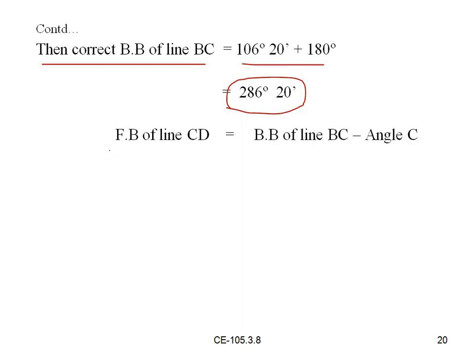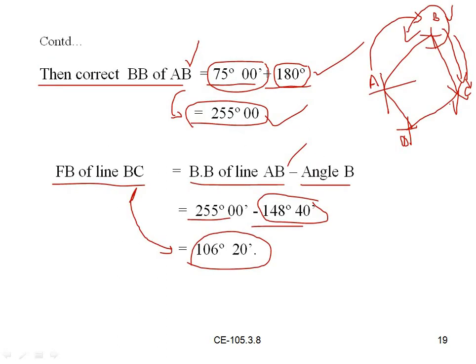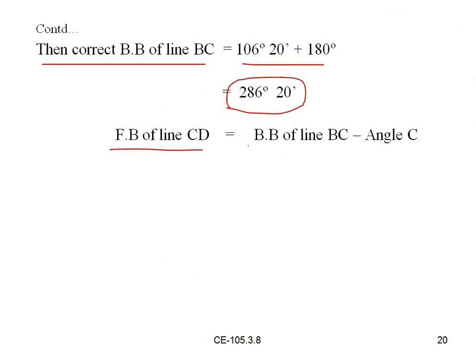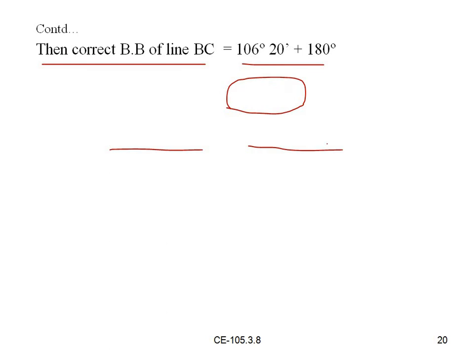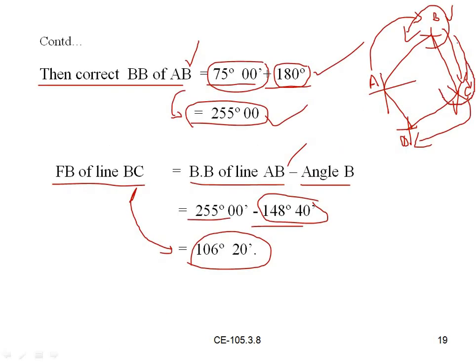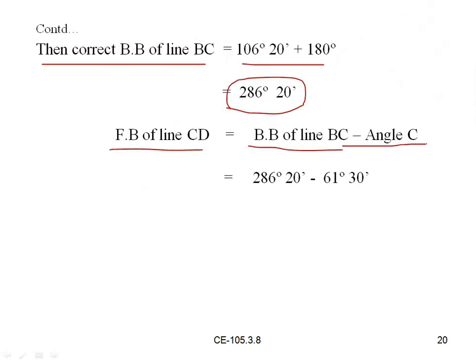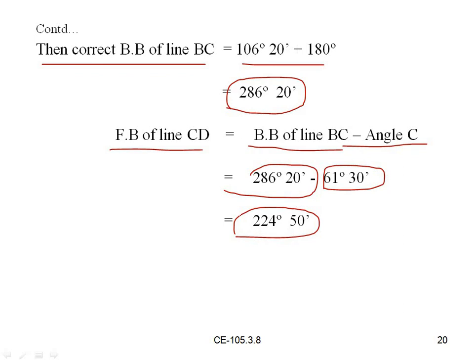Now the forebearing of line CD is equal to, okay, the forebearing of line CD means this is the forebearing. Then what will be the back bearing? That will be the back bearing of line BC. So the back bearing of line BC minus angle C, we will get 286 degrees 20 minutes minus 61 degrees 30 minutes. You will get the answer as 224 degrees 50 minutes. In this way we have to calculate the problem.